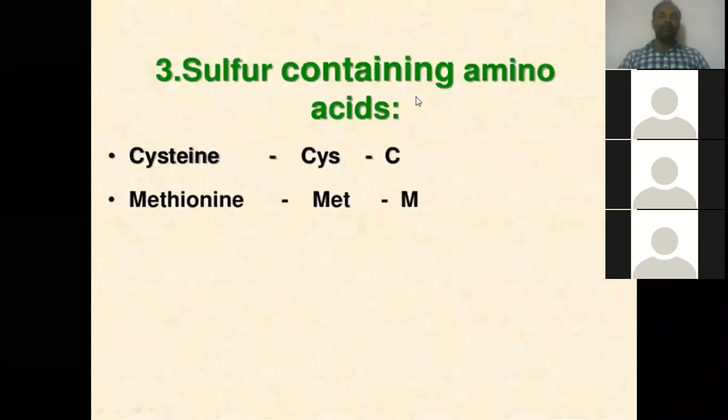The third category is sulfur containing amino acids. The sulfur containing amino acids are cysteine, which is indicated by capital C, and methionine, which is capital M. There are only 2 sulfur containing amino acids, that is cysteine and methionine.